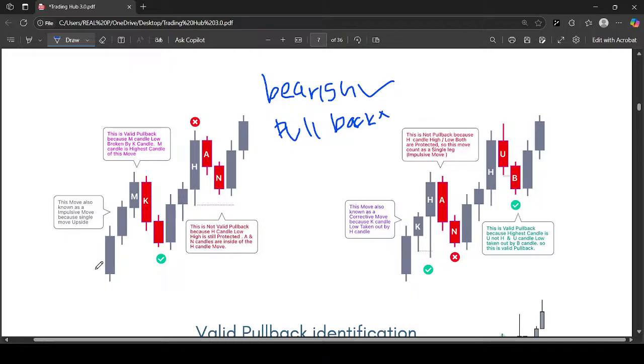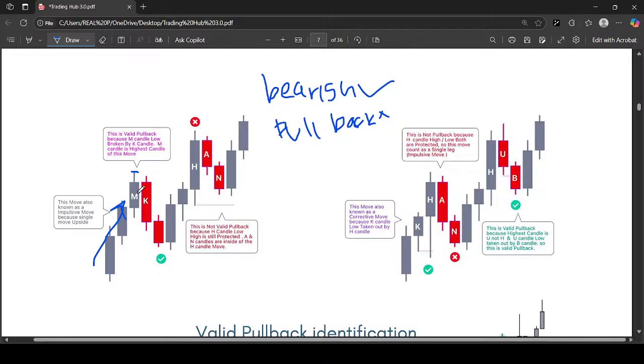So we have an impulsive move to the upside, right? Then we have what? A corrective move to the downside, a retracement move here. Now, on this impulsive move, which of these candles is our prominent candle? The M candle, of course, is our prominent candle. Why? Because it has the highest point of our impulsive move.